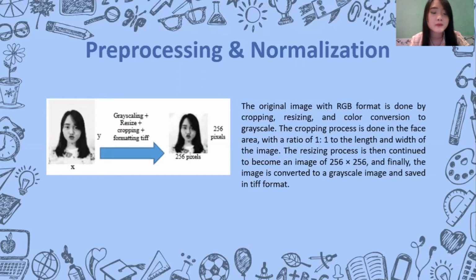Next, preprocessing and normalization. The original image in RGB format is processed by cropping, resizing, and color conversion to grayscale. The cropping process is done on the face area with a ratio of 1:1 to the length and width of the image. The resizing process then continues to make the image 256 times 256, and finally, the image is converted to a grayscale image and saved in TIFF format.